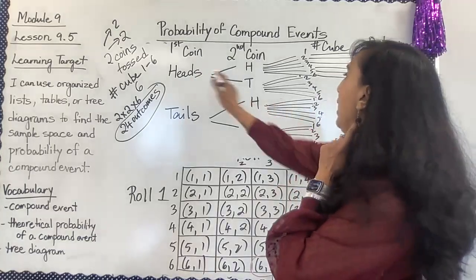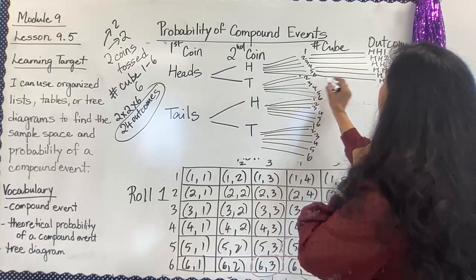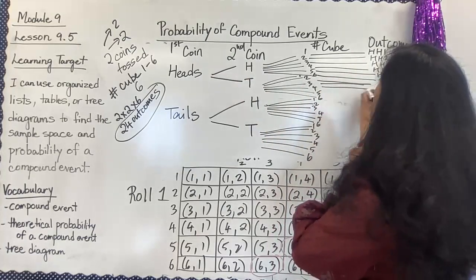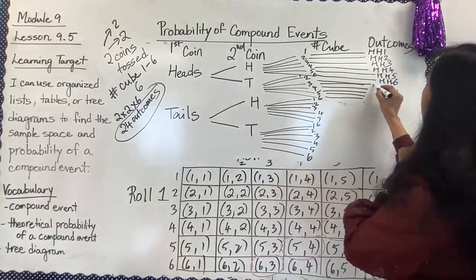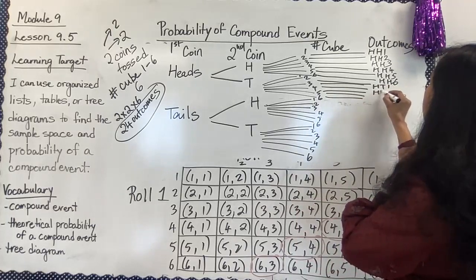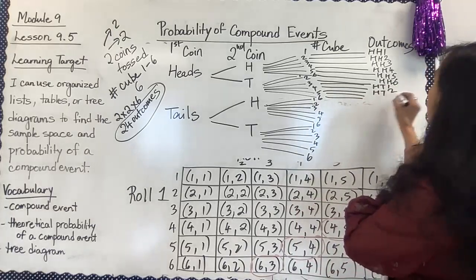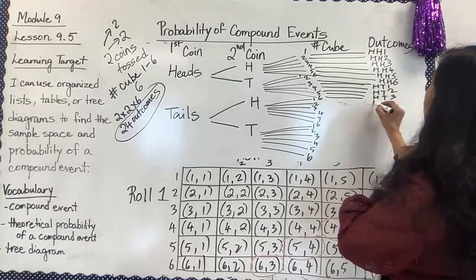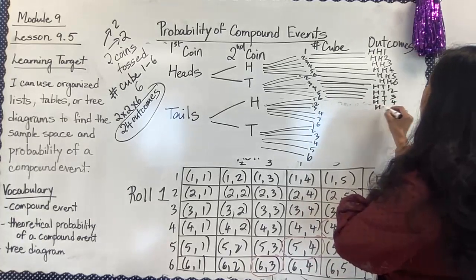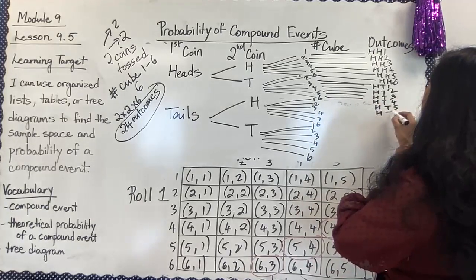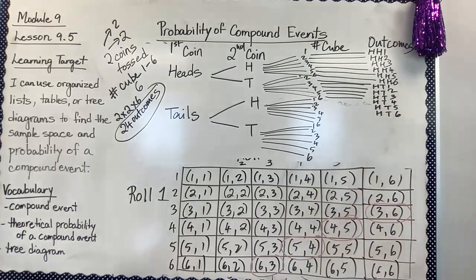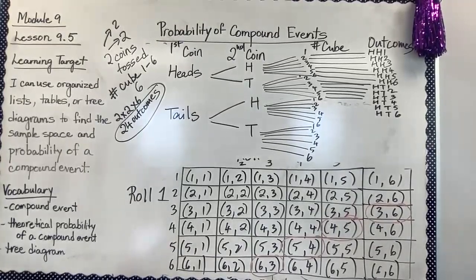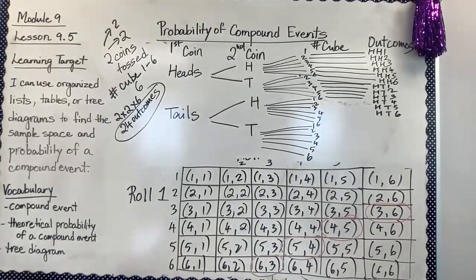In this one, I'm getting heads, tails, 1. So again, we'll have 1, 2, 3, 4, 5, 6. Heads, tails, 1. Heads, tails, 2. Heads, tails, 3. Heads, tails, 4. Heads, tails, 5. Heads, tails, 6. Now, in the next one, we are going to get tails, heads, 1, 2, 3, 4, 5, 6. But here is the thing.